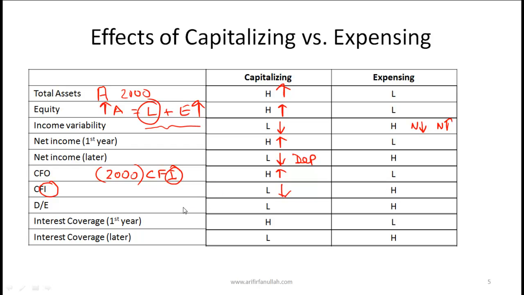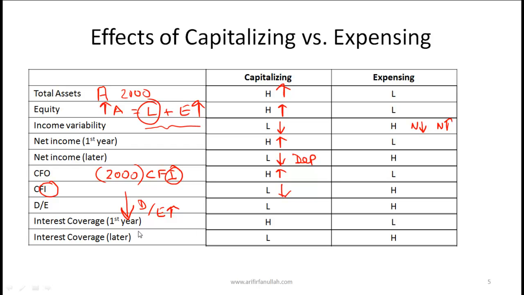The debt to equity ratio will be lower, and a low debt to equity ratio is a good thing. This is because, as you saw earlier, the equity for the capitalizing firm will be higher, and debt is the same for both capitalizing and expensing firm. The denominator is higher, so the overall fraction is lower.